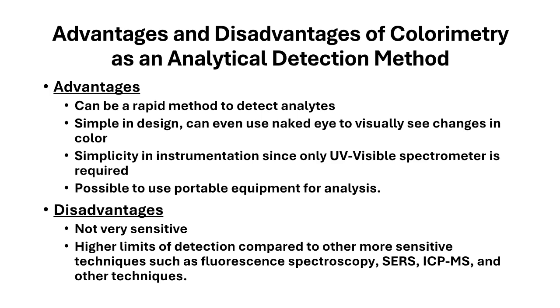There are also some disadvantages of using this method. The first is that it is not that sensitive and can only detect micromolar or part per million concentration range. If higher sensitivity and lower limits of detection are required, there are several other analytical techniques to choose from, such as fluorescence, surface enhanced Raman spectroscopy, ICP, mass spectrometry, electrochemistry, and many others.